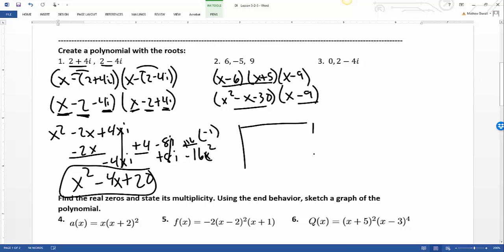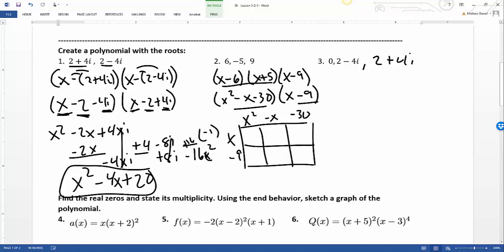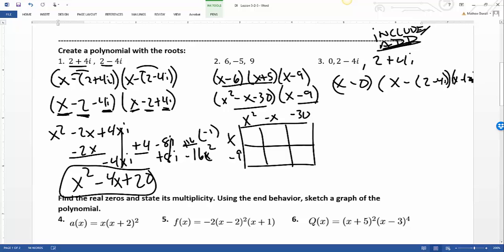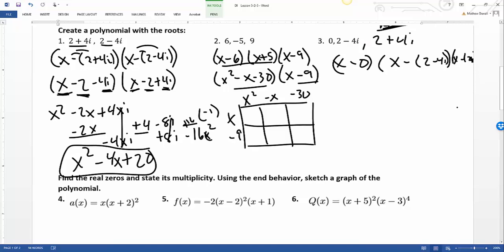Now a visual that might help you, this might help you. If that helps too, make sure that you're including everything, then do that. Now for this one, remember that we have conjugate pairs, so you have to include or add it. So then x minus your 0, x minus your 0, x minus your 0. And then multiply it out.